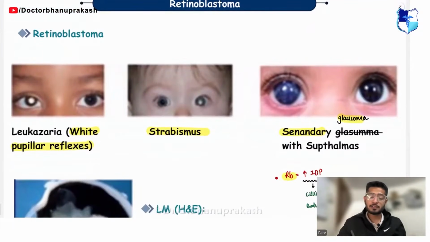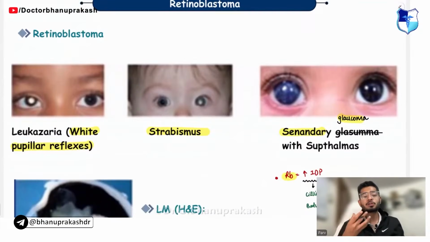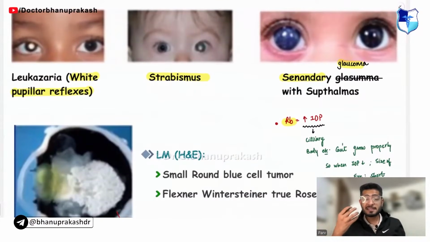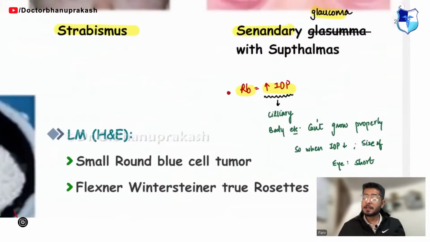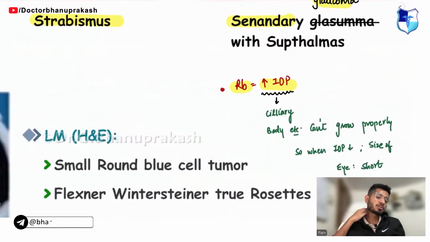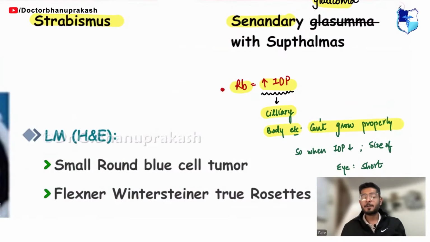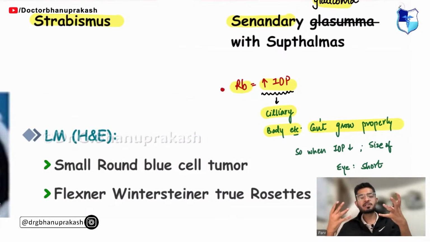See, because retinoblastoma is itself a tumor. The tumor is going to increase and occupy this space, and since it is occupying this space, there is very little space for the intraocular pressure. So the intraocular pressure is going to increase. And because it is occurring in little babies, cute little children, the ciliary body can't grow properly.